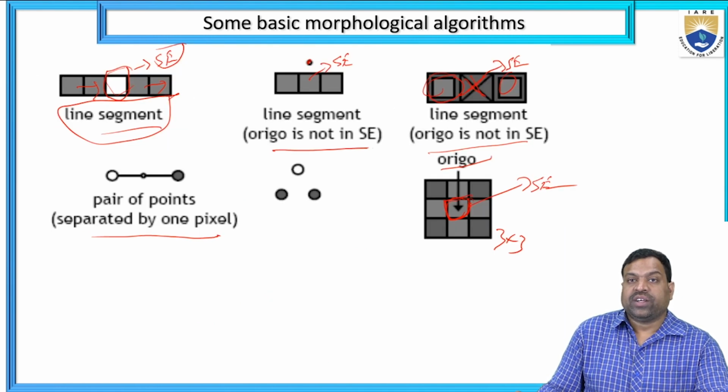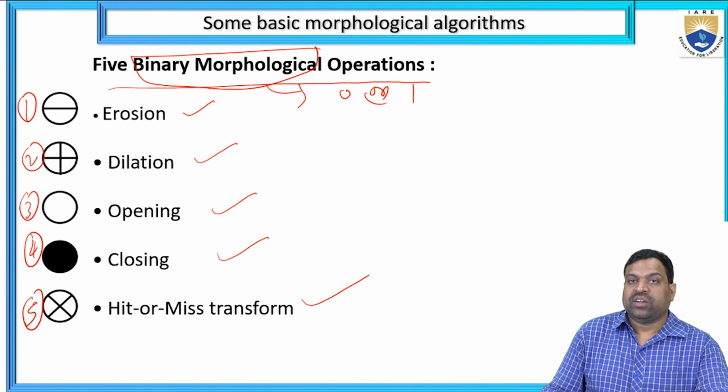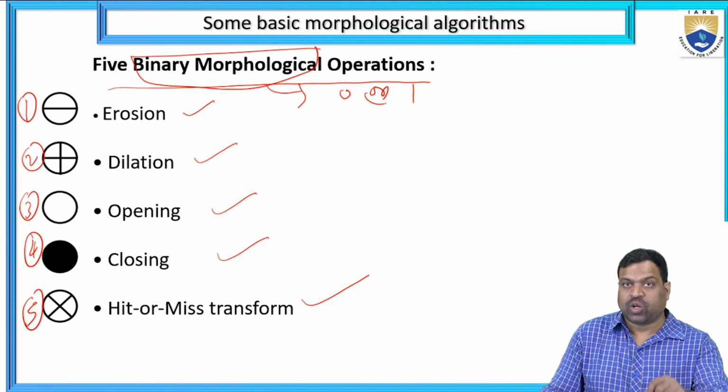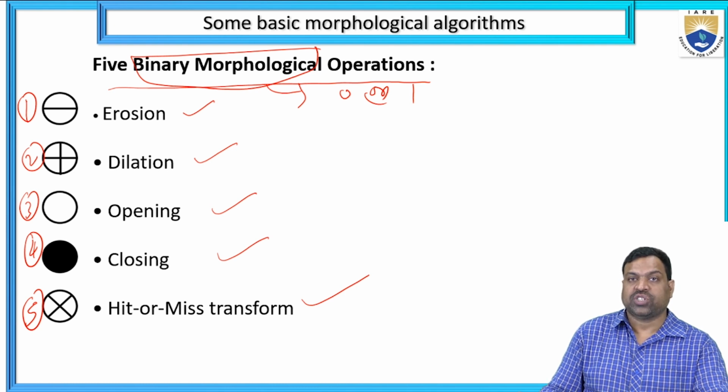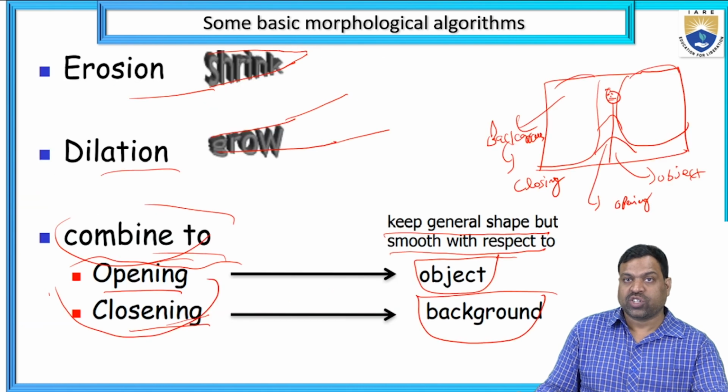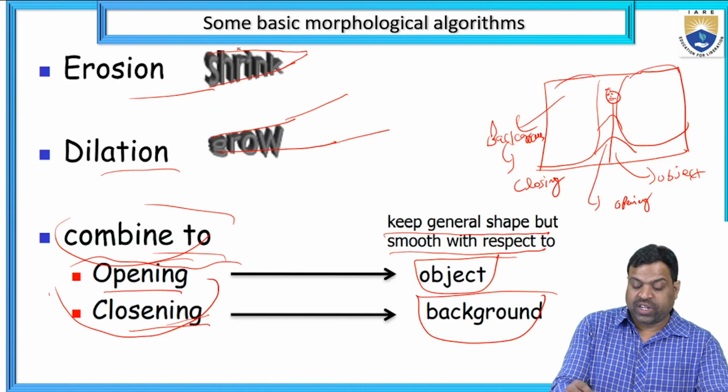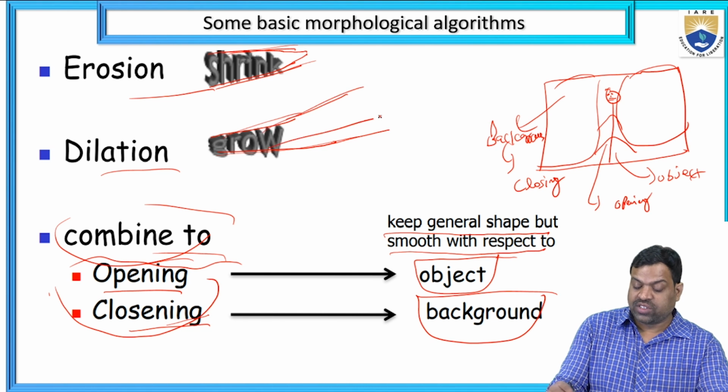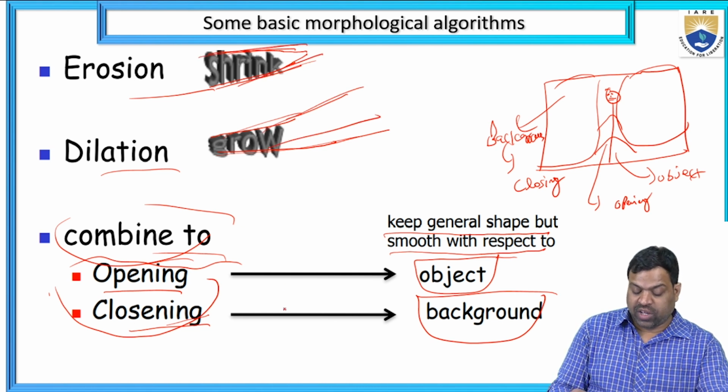So there are different types and shapes: line segment with structural element, line segment with origin of structural element, pairs of points, and structural element with line segmentation. The major binary morphological operations are erosion, dilation, opening and closing, and hit-or-miss transformations. It is one example of erosion, increasing to decreasing order. Dilation means decreasing to increasing order. Here increasing to decreasing. Combining of opening and closing.